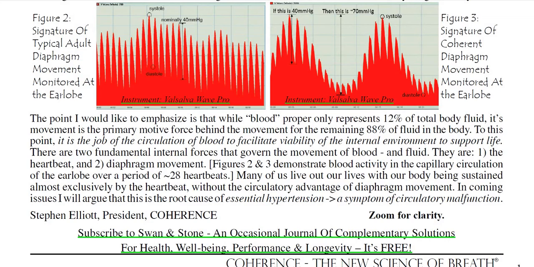Figures 2 and 3 demonstrate blood activity in the capillary circulation of the earlobe over a period of approximately 28 heartbeats. Many of us live out our lives with our body being sustained almost exclusively by the heartbeat, without the circulatory advantage of diaphragm movement. In coming issues, I will argue that this is the root cause of essential hypertension, a symptom of circulatory malfunction.